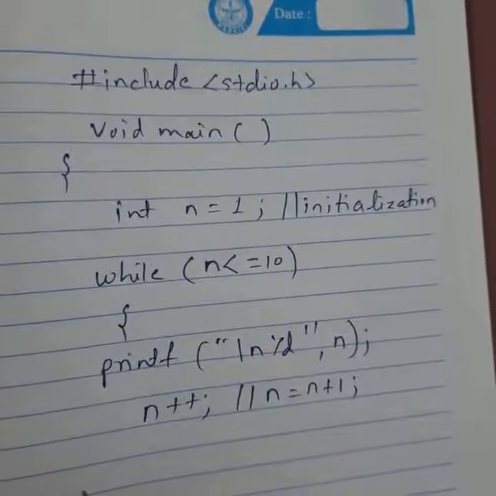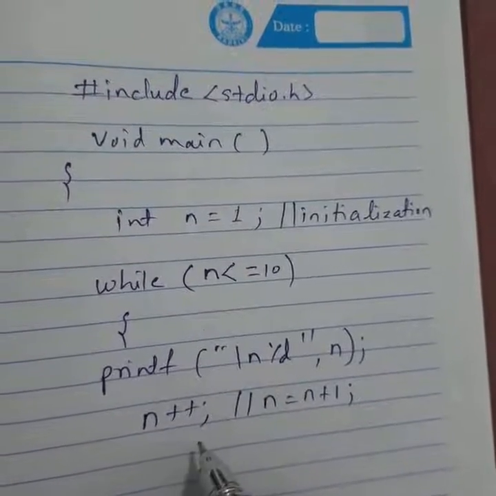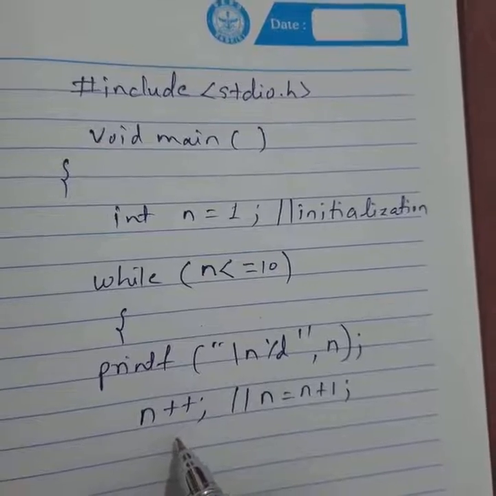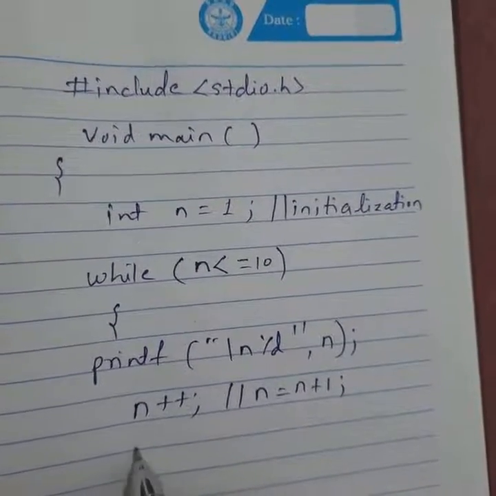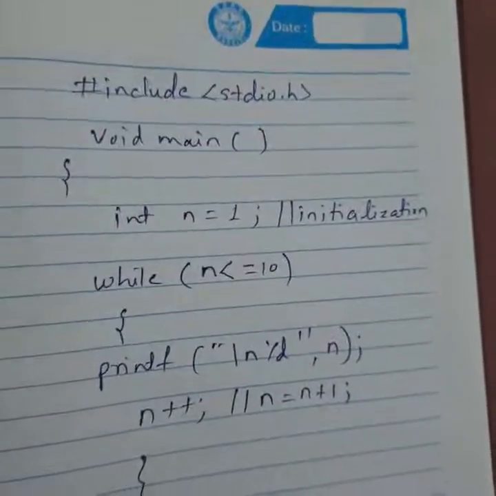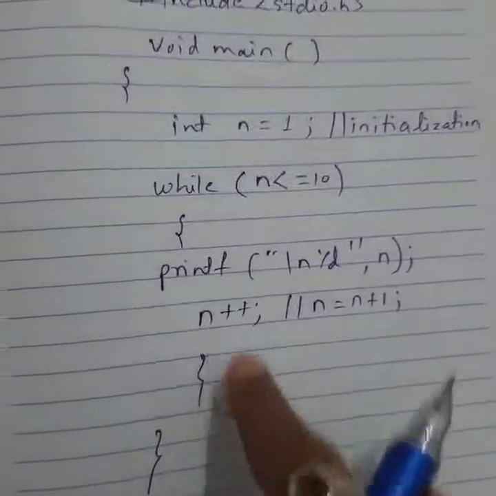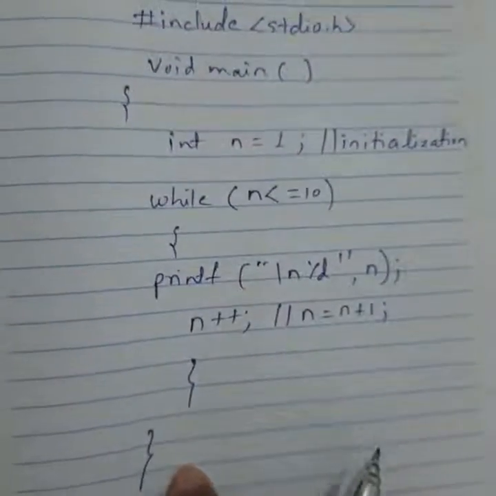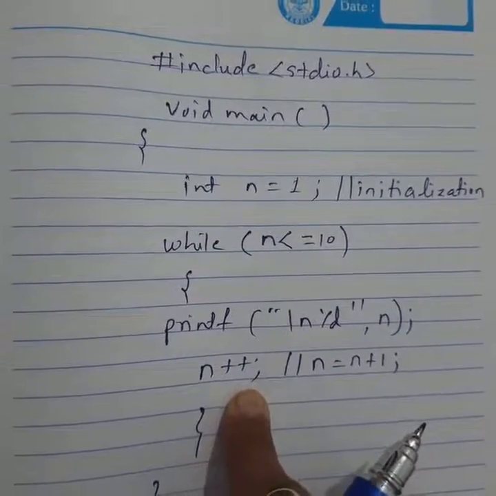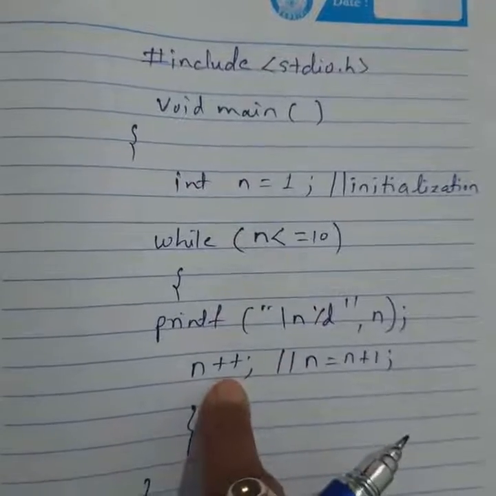Okay, after that, n plus plus means the value of n is increasing by 1, that is 2. After that, I close the curly bracket of while and close the curly bracket of void main. Here are two closing curly brackets, the first for the while and the second for void main. Here the value of n will be incremented by 1. The compiler will go to the condition. Now the value of n is 2.